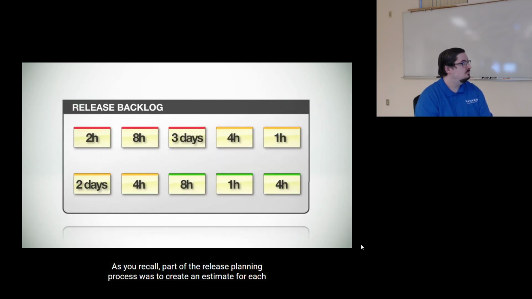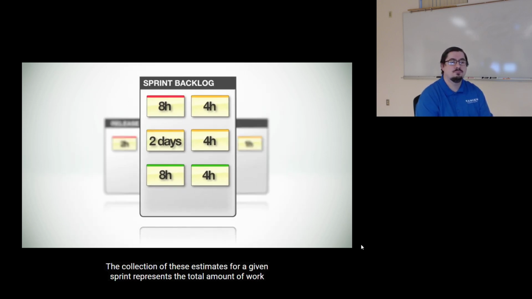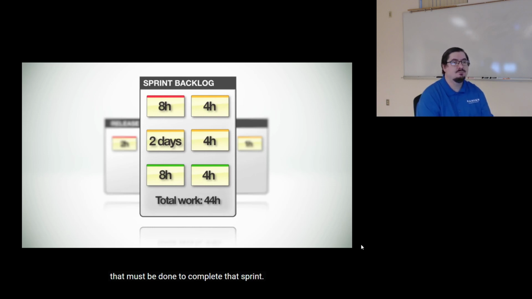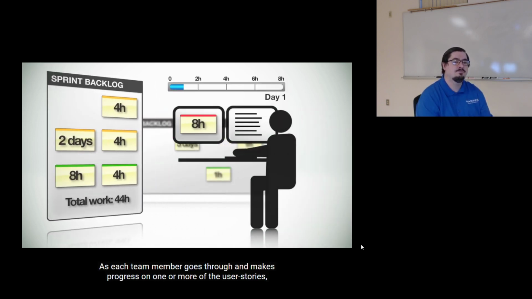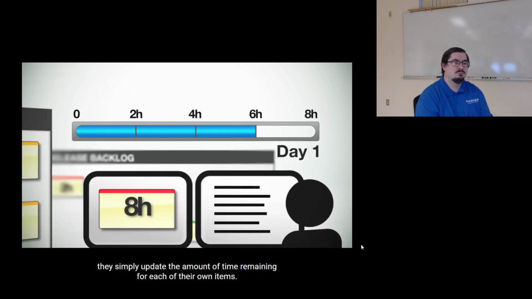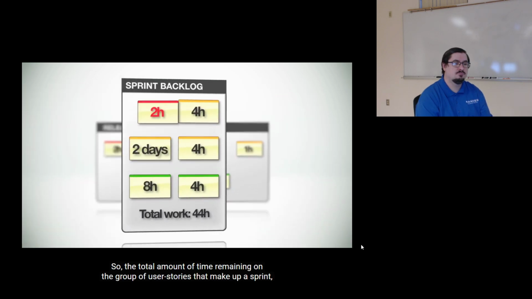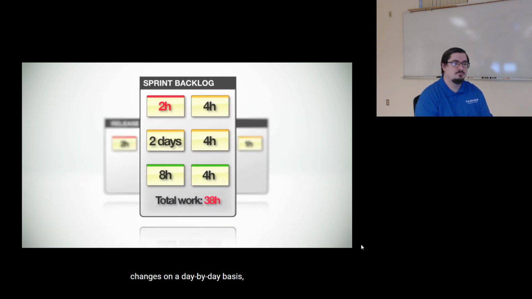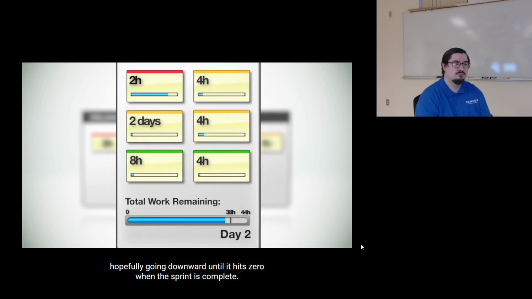As you recall, part of the release planning process was to create an estimate for each user story in the release backlog. The collection of these estimates for a given sprint represents the total amount of work that must be done to complete that sprint. As each team member goes through and makes progress on one or more of the user stories, they simply update the amount of time remaining for each of their own items. So the total amount of time remaining on the group of user stories that make up a sprint changes on a day-by-day basis, hopefully going downward until it hits 0 when the sprint is complete.